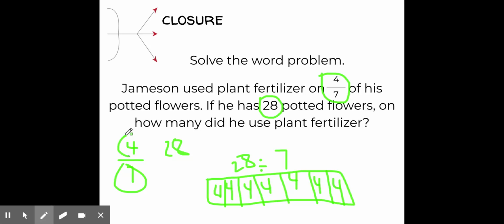And he used plant fertilizer on 4, so that's 1, 2, 3, 4. I'm going to add those 4s together. 4 plus 4 is 8, 8 plus 4 is 12, 12 plus 4 is 16. So how many plants did he use plant fertilizer on? 16.